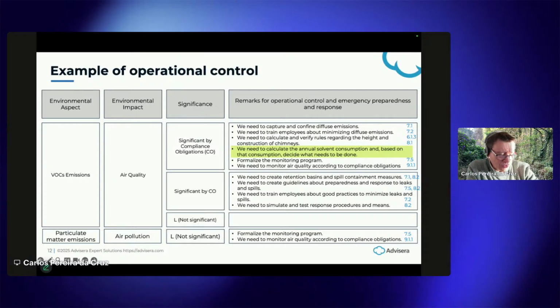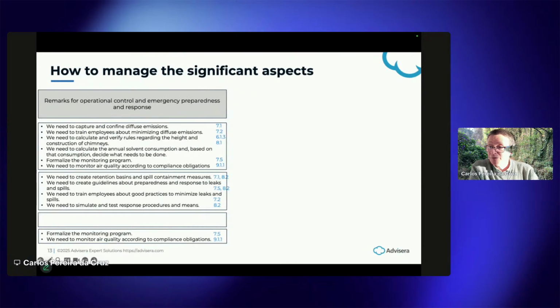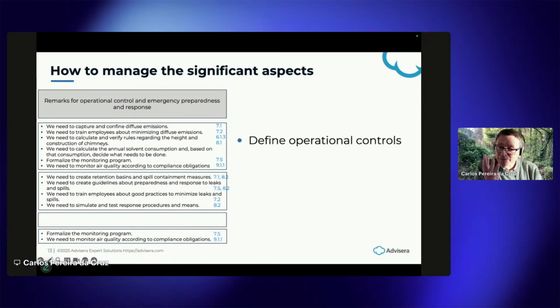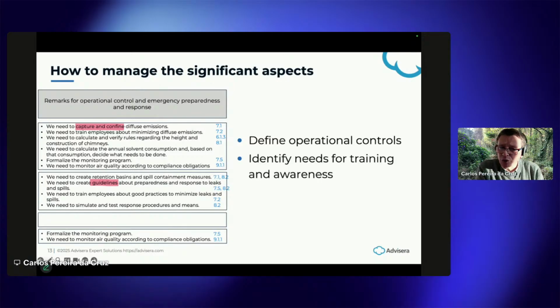Let's focus on this column about the remarks for operational control and emergency preparedness and response. To handle significant environmental issues, you need a plan. First, set clear rules and methods, operational controls, to mitigate the impacts of these aspects. These might include implementing procedures, guidelines, or technologies. Make sure everyone knows what to do by providing training and raising awareness. You see there.